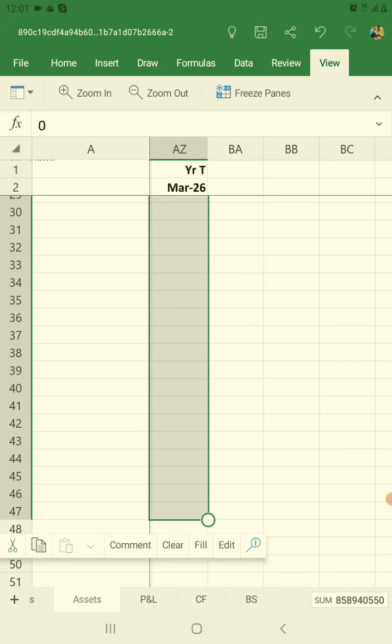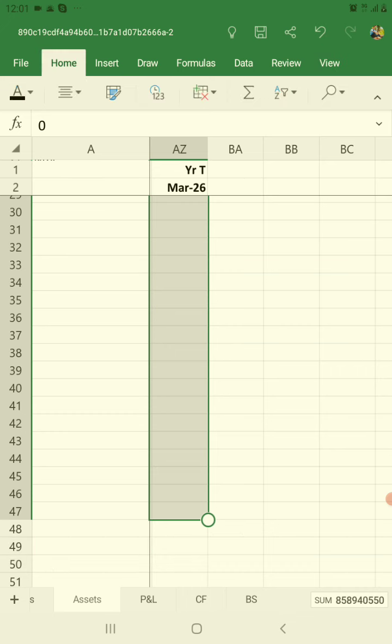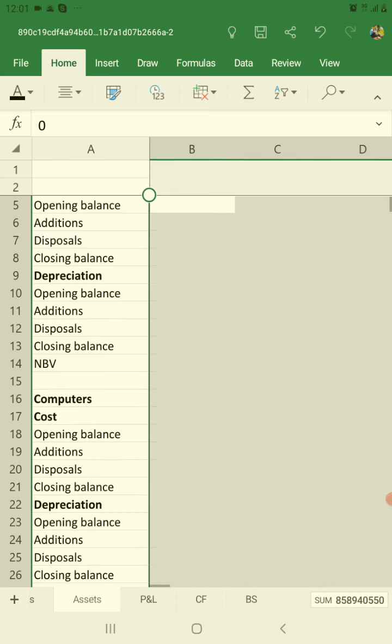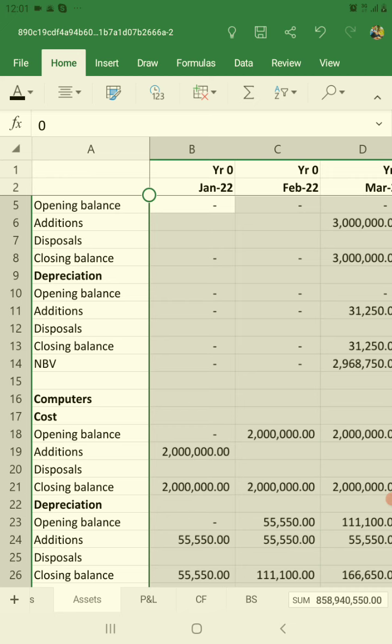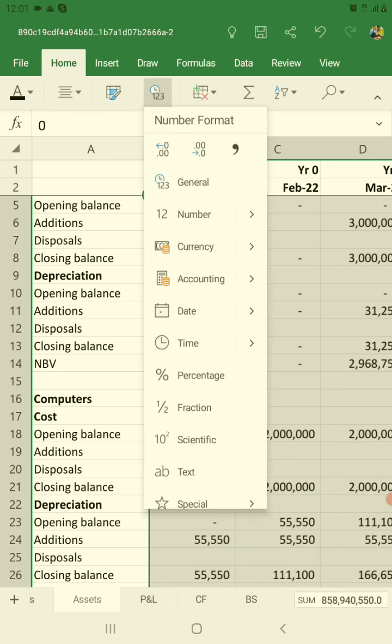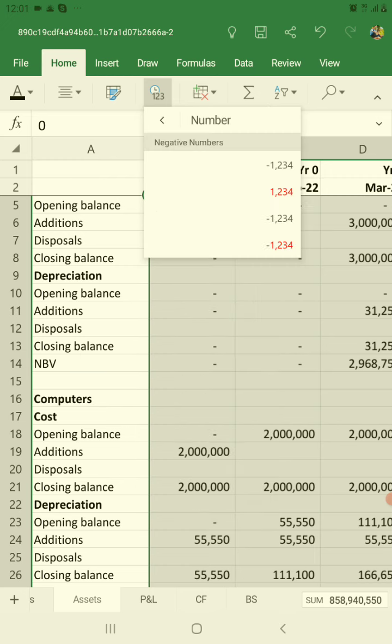So I'm going to the home menu, click on this 1 2 3 icon, click comma to put commas, and I remove these two decimal places by clicking twice here, and then I go to number, and I choose this negative numbers second format, which should be red.